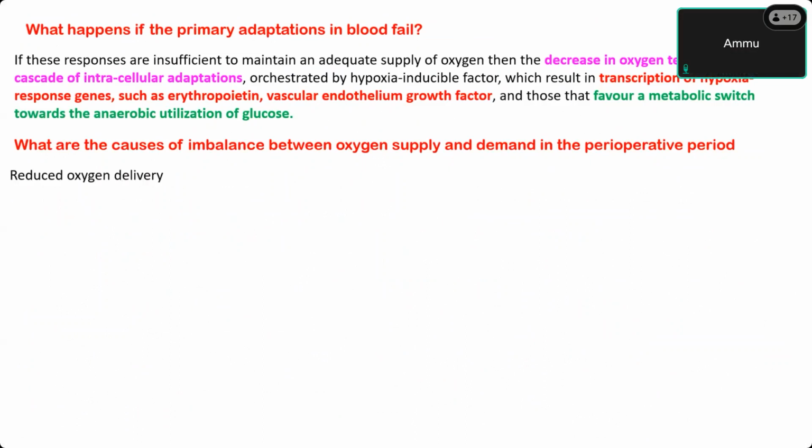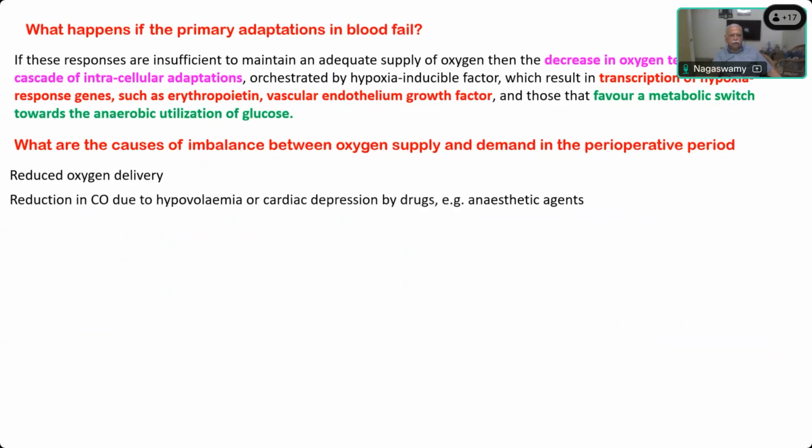Reduced oxygen delivery, increased demand. Normally, in the perioperative period demand will increase, because the patient has undergone a surgery and the wound has to heal. The heart rate is high and increased, there is a sympathetic response and pain. So if there is a reduced oxygen delivery, the supply is reduced.